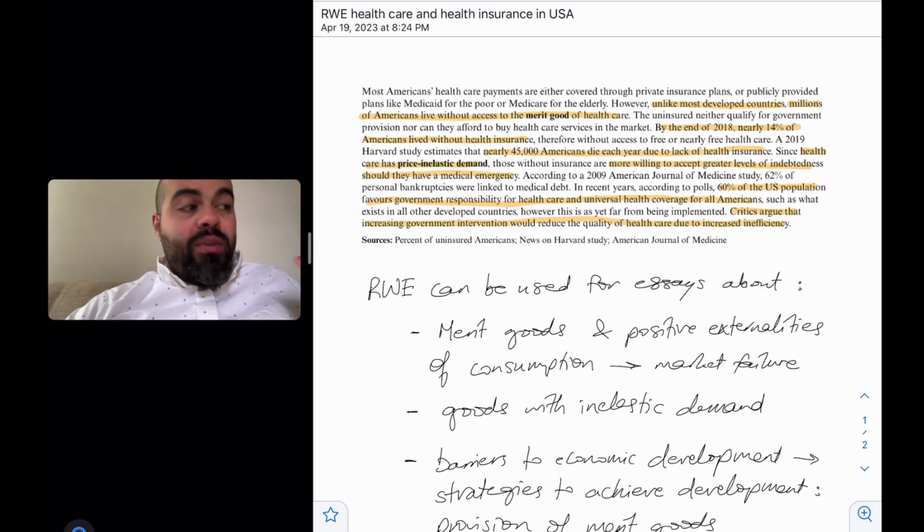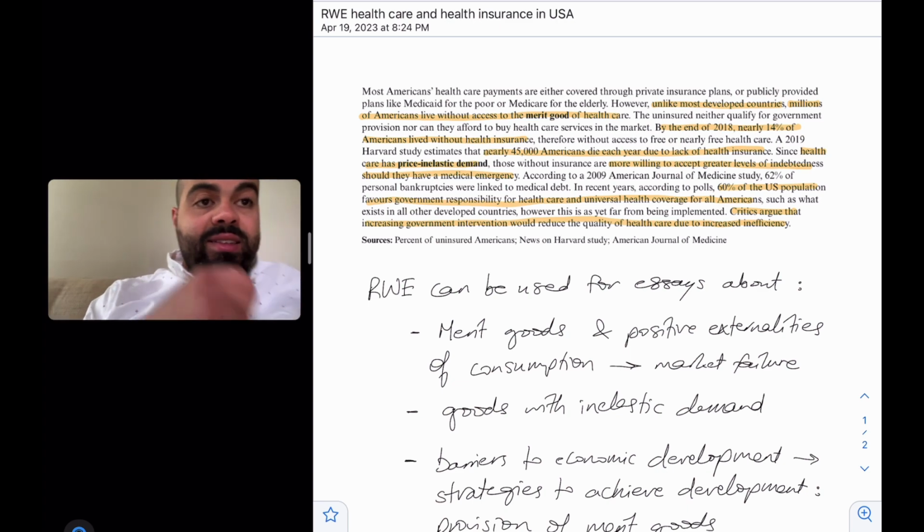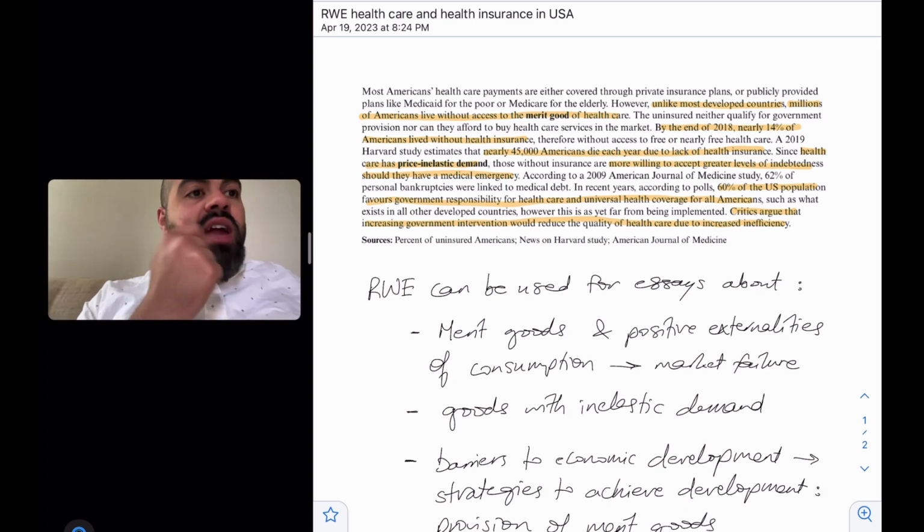That's a lot of Americans without health insurance. Therefore, without access to free or nearly free healthcare. A 2019 Harvard study estimates that nearly 45,000 Americans die each year because they don't have access to health insurance. Since healthcare has price inelastic demand, another key term, those without insurance are more willing to accept greater levels of indebtedness should they have a medical emergency.